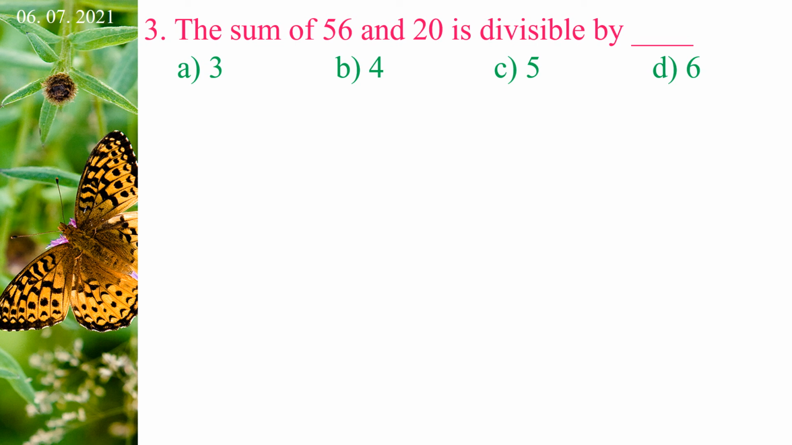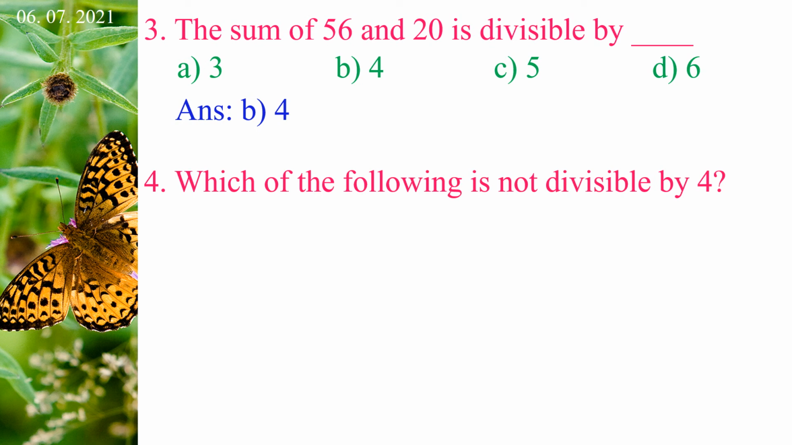Next, let us check. 76 is divisible by 4? Yes, it is divisible by 4 because 19 4s are 76. Next, 76 is divisible by 5? It is not divisible by 5. So it is not divisible by 6 also. Next, fourth one.